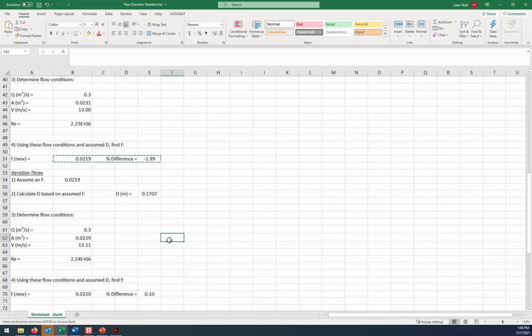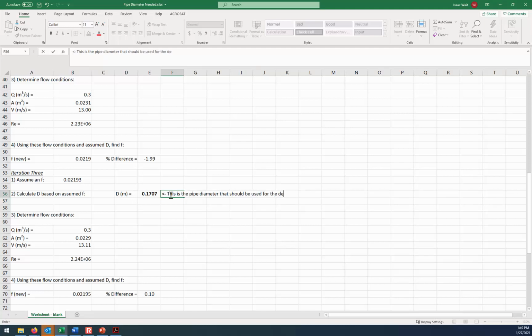And it has converged. The input guess value that we had for the F was 0.0219. The output is essentially the same, 0.0219, less than 1% difference. And so now we say this is the diameter that's needed. So this is our answer. The answer to the example, this is the pipe diameter that should be used for the design.